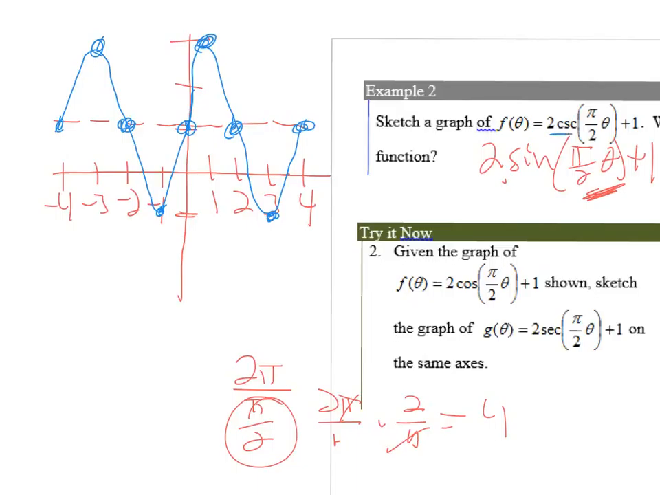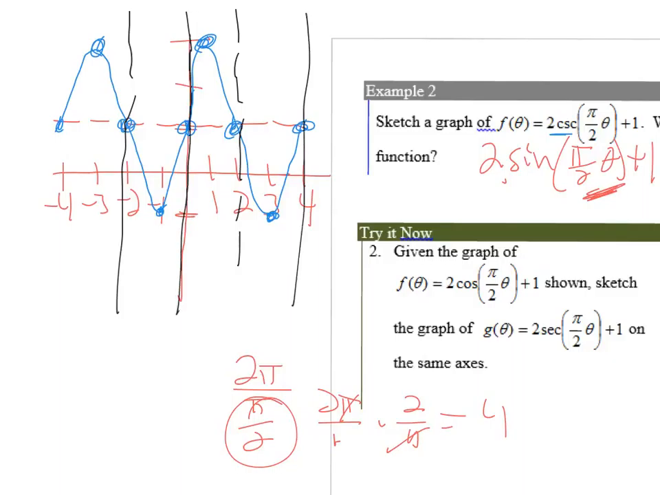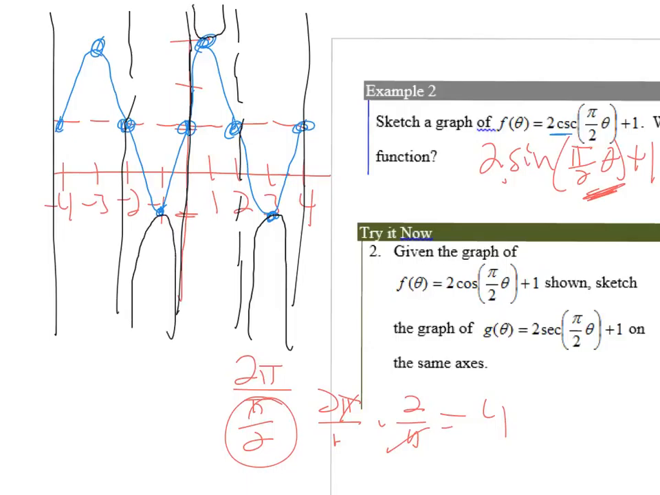So what I do is, wherever this sine graph crosses the midline, I'm going to have a vertical asymptote. And then I'm going to come up, and it's going to come up and it's going to kiss that graph. I'm not going to be able to draw too well there. Okay, and you see how it's alternating?